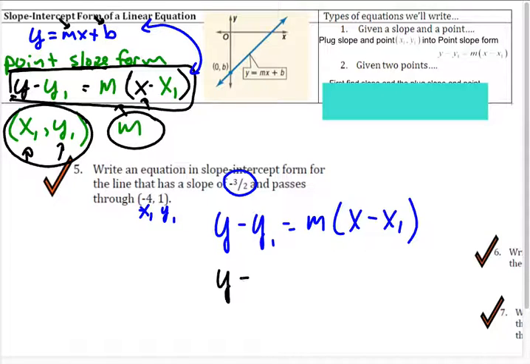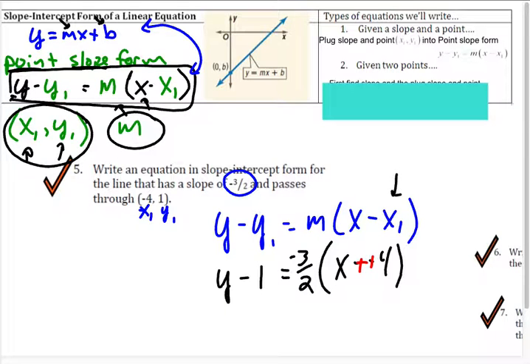So y minus y sub 1. We do plug in a y sub 1, and that is 1 in this case. Our slope is negative 3 halves. X, we don't plug anything in for that. We plug it in for x sub 1 right here, and that's negative 4. First thing I would do is say this is plus a positive 4. So if I want it in point slope form, there it is. Y minus 1 equals negative 3 halves times the quantity x plus 4.